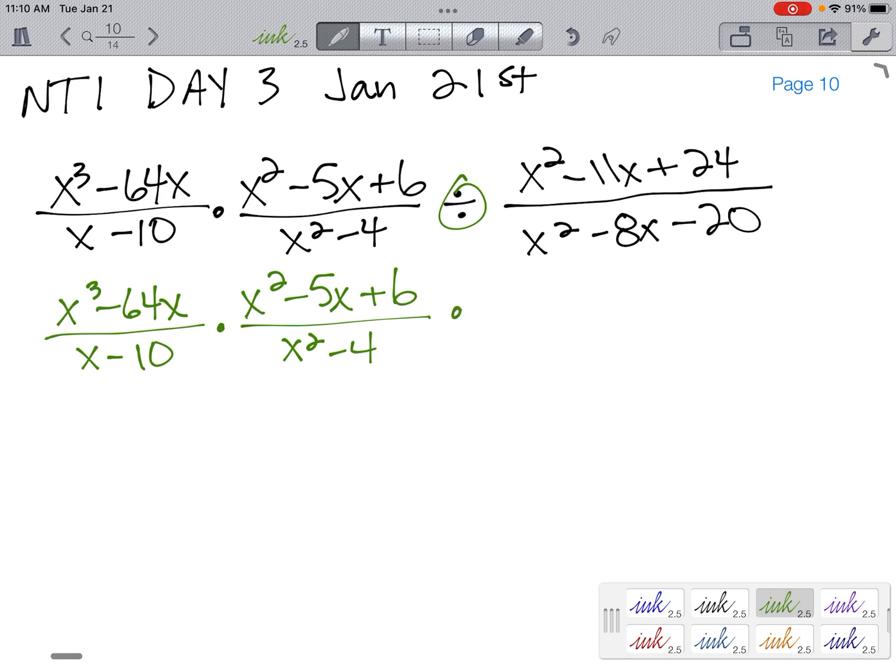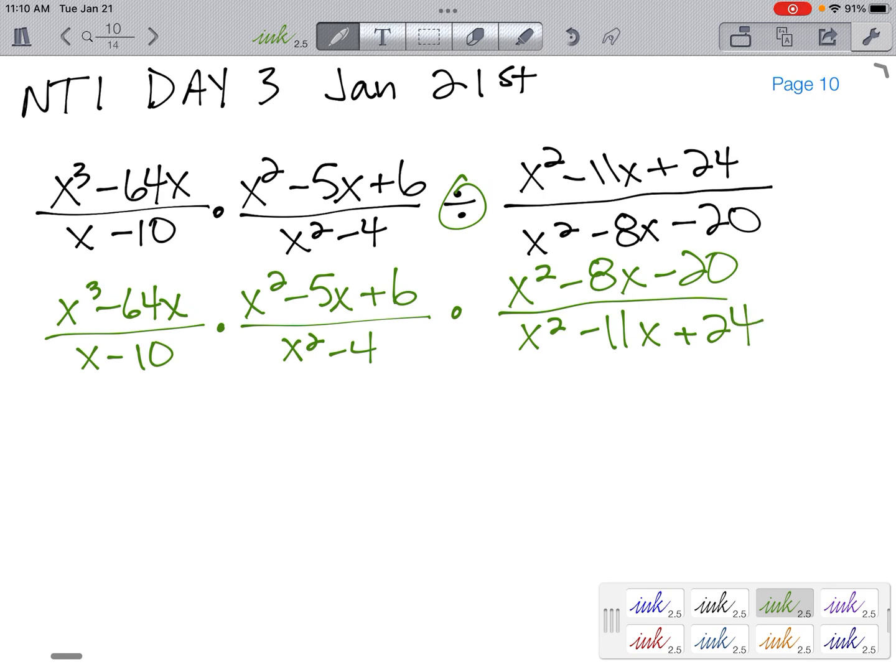Change our sign to multiplication, and then we flip our fraction. So our denominator is now our numerator, and our numerator is moved to the denominator. This is the reciprocal. Once it's all multiplication, then we're just factoring.